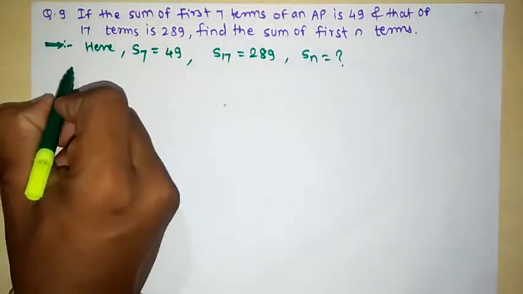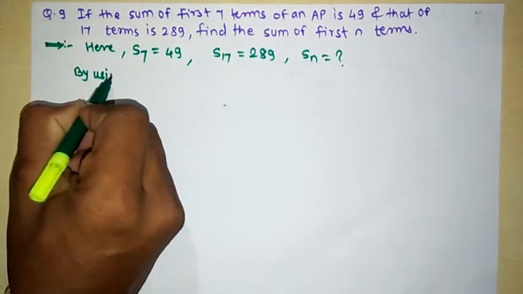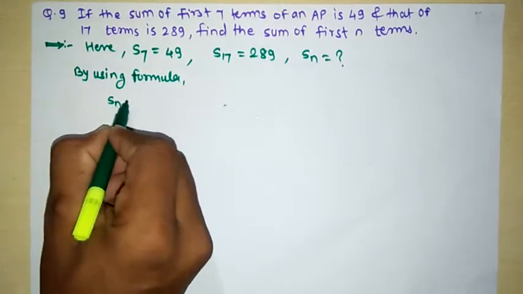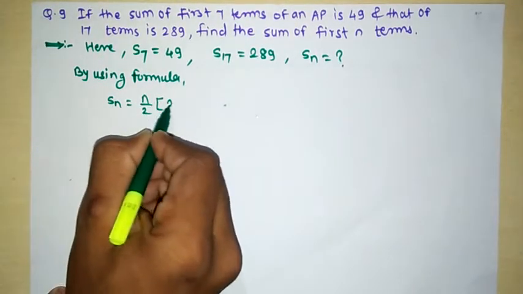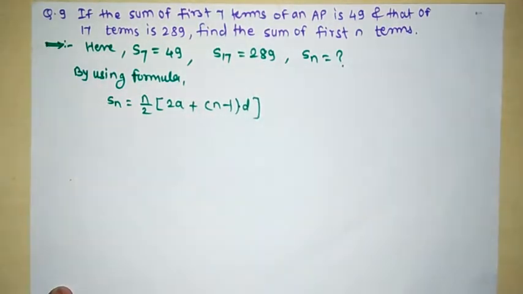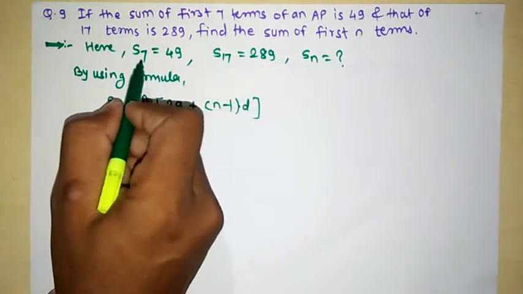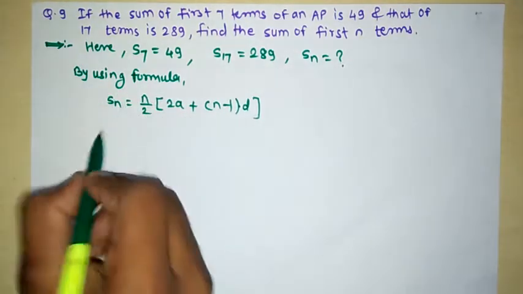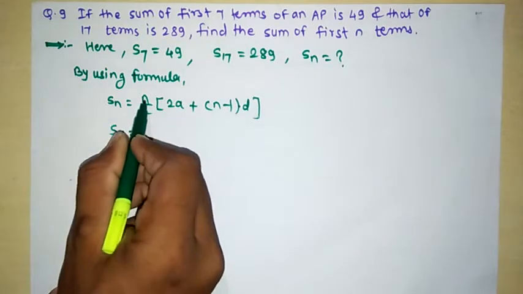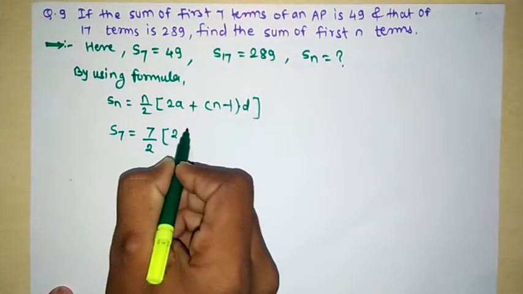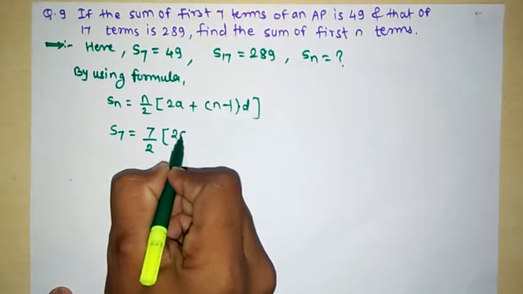Now by using the formula Sn is equal to n by 2 into 2a plus (n minus 1) into d, we will find the value of Sn. First, we will write the formula for the sum of the first 7 terms, that is S7. S7 is equal to, instead of n, we write 7 divided by 2 into 2a. We don't know the first term here, so write it as it is, a.